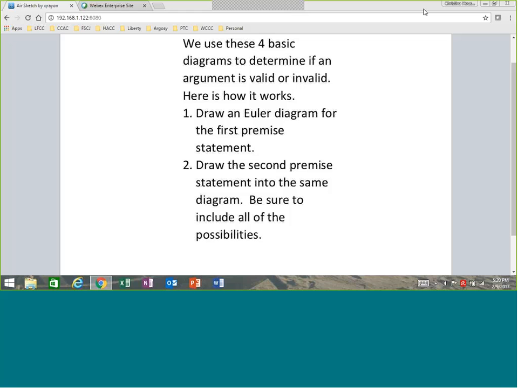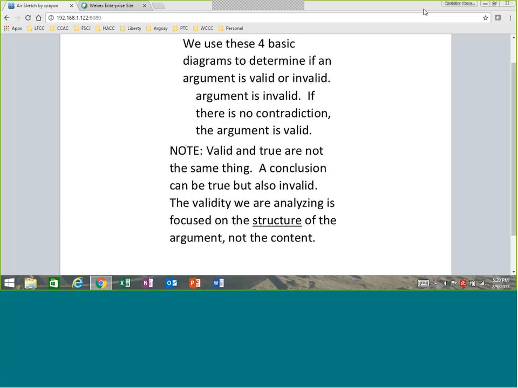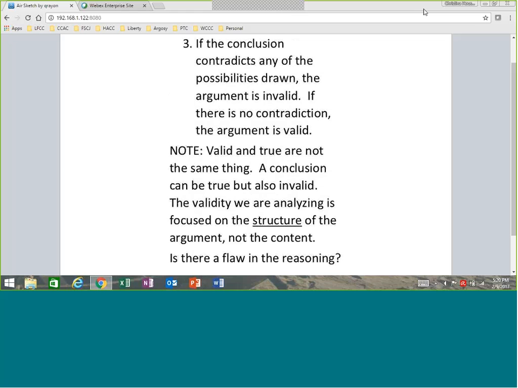And then after that picture is drawn, you put your pencil down, now you ignore the premise statements, and then the third step, you just look at the conclusion. And if the conclusion contradicts anything in the picture, it's invalid. If it doesn't contradict anything in the picture, then it's valid. So you're just comparing then the conclusion with the picture, and you're ignoring the premise statements now. You're not paying attention to that. You're just looking at the picture.